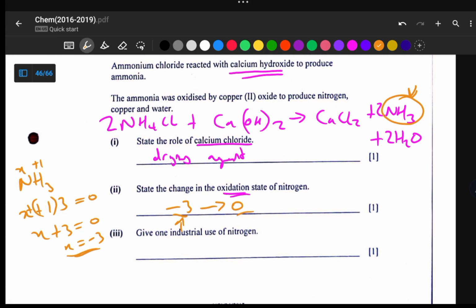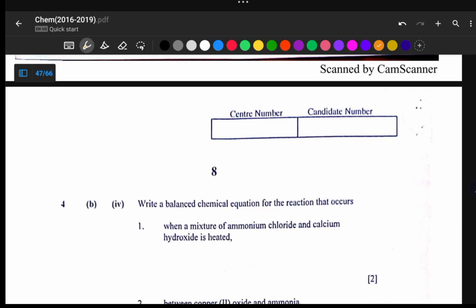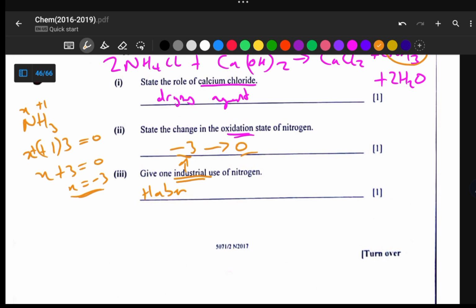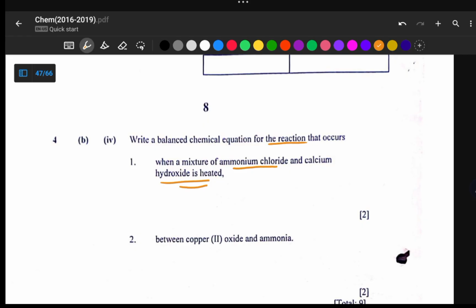And then give one industrial use of nitrogen. Nitrogen can be used in manufacturing, so it's industrial. We can use it in the manufacturing of ammonia. And then the next question says write a balanced equation for the reaction that occurs when we mix ammonium chloride and calcium hydroxide, heated. So this is the equation. And then the other question is between copper 2 oxide and ammonia.